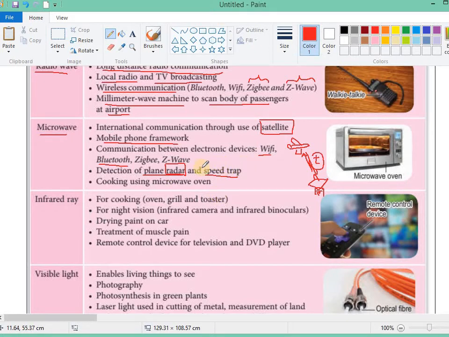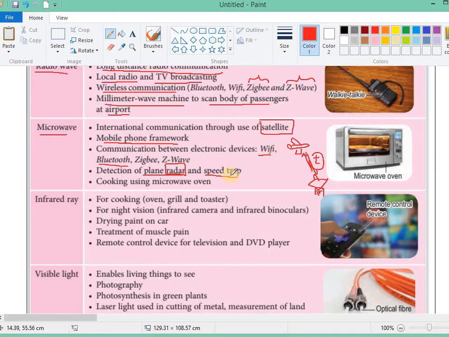Alright. The concept of radar is the same as sonar. We learned about sonar when we learned about reflection of wave. One of the applications of reflection of wave is sonar, where you can use sound wave to detect fish and other objects under the sea.